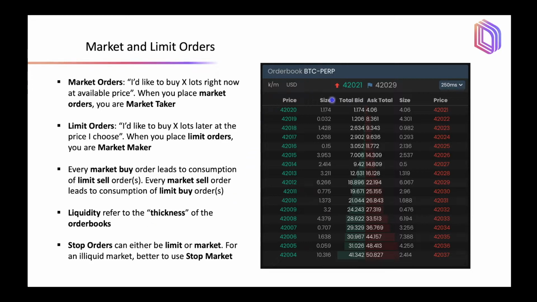If there are a lot of orders in the book left and right, this is considered a very liquid asset. Whereas if there are very few orders placed in the book left and right, then it's going to be very illiquid. And stop orders can either be limit or market. For an illiquid market, it is better to use a stop market order.